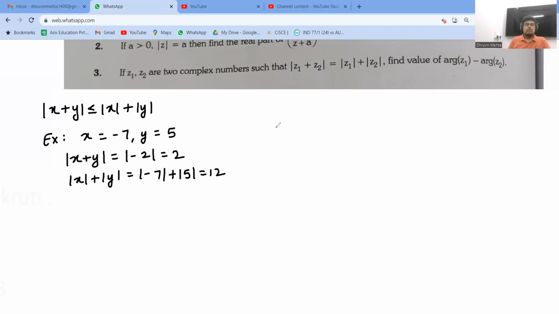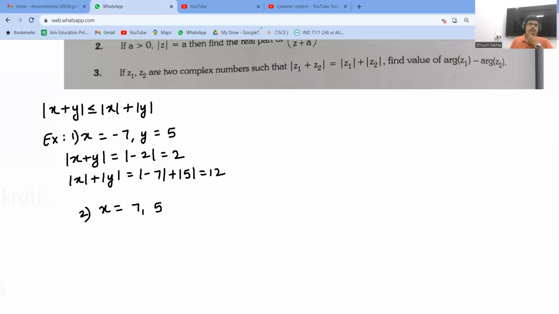So the thing is, when the numbers have opposite signs, here -7 and 5, then mod of x plus y will be less than mod x plus mod y. Let's see what happens if we have two numbers which have the same sign, let's say 7 and 5. What will be mod of x plus y? 12. And this will also be 12. In that case we can say they are equal.